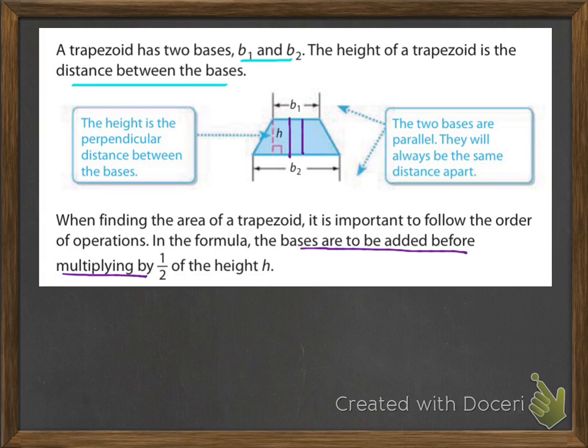It says the height is the perpendicular distance between the bases. So perpendicular, remember, that's what you're looking for, that perpendicular box. Sometimes they won't give you the perpendicular box, and you just need to notice that it's the up and down portion. It makes an L, so you can see that there's an L right here. I'm going to go ahead and erase that now. It says the two bases are parallel. They will always be the same distance apart. And that's what I was talking about earlier in the video when I was saying that these can go on and on forever, and they will never ever intersect with one another.